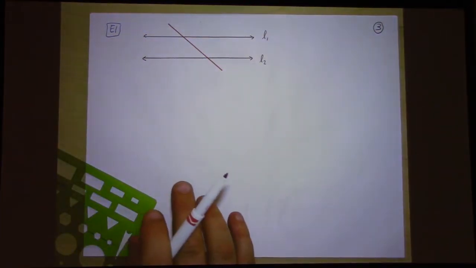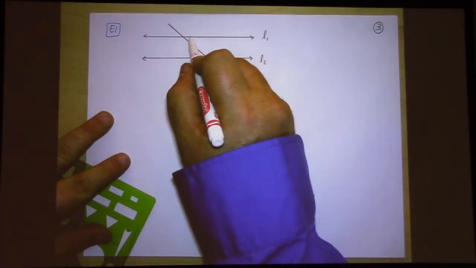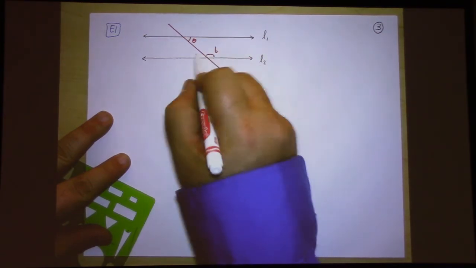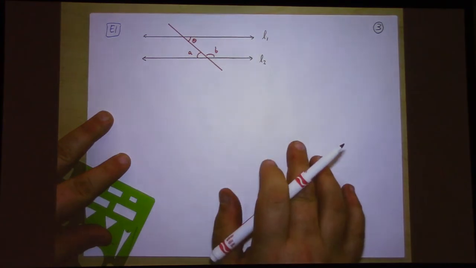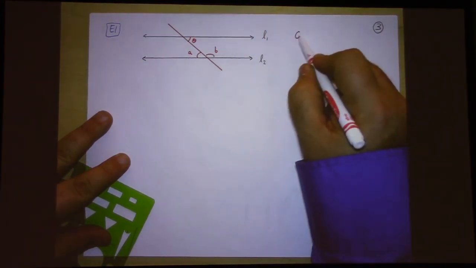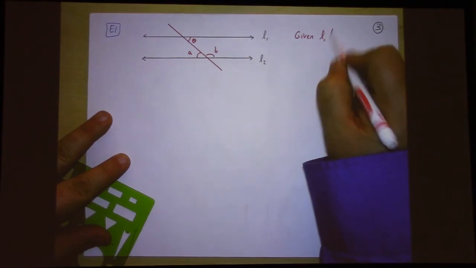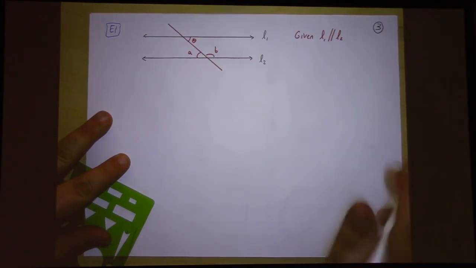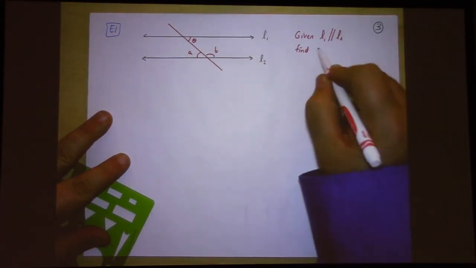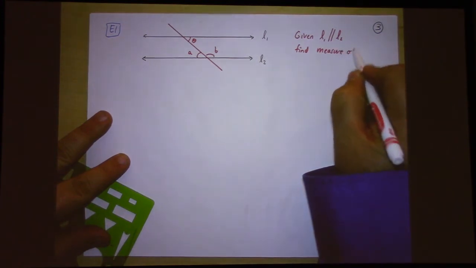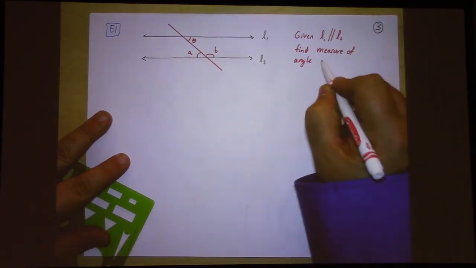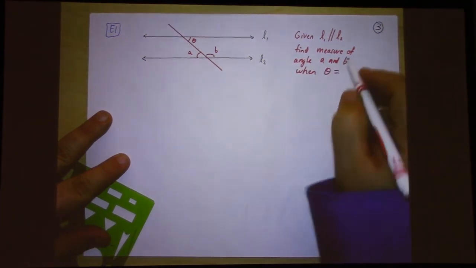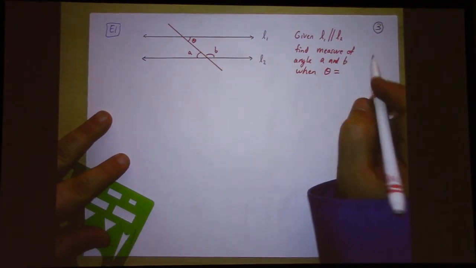And then what? He labels this angle theta, and we're labeling this angle down here B, and this angle over here A. All right. And so you're given that L1 is parallel to L2, all right? And you're supposed to find the measures of angle A and B when theta is given to be 44 degrees. All right?